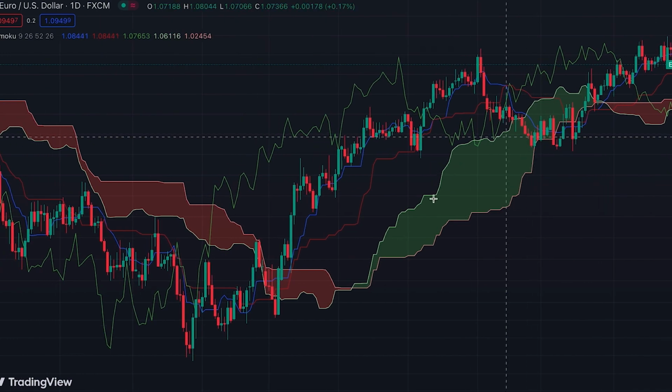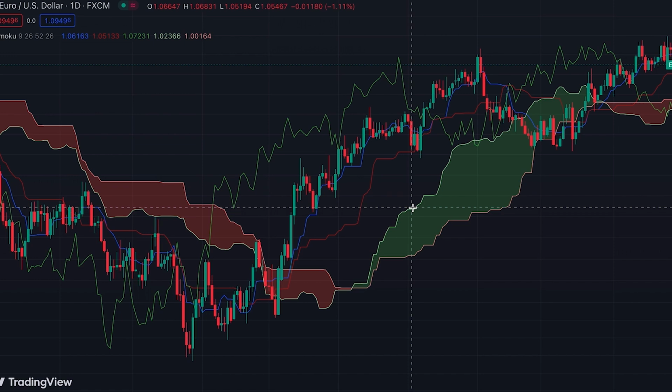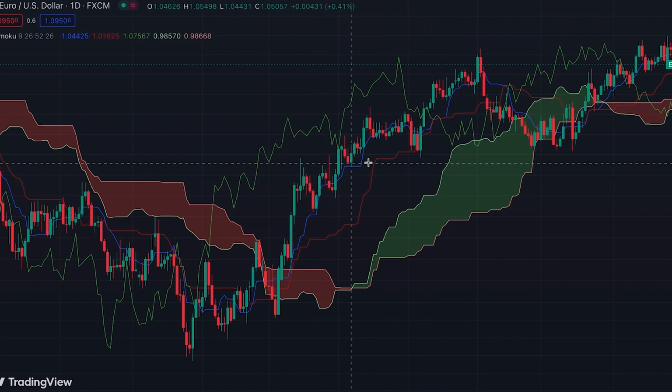If you remember, the leading span A moves faster and closer to the price action in comparison to the leading span B, this red line. So when leading span A, the green line, is above the leading span B, actually the cloud is green and the green line is rising and moving further away from the red line. It shows that the upside momentum is increasing and the uptrend is gaining strength.